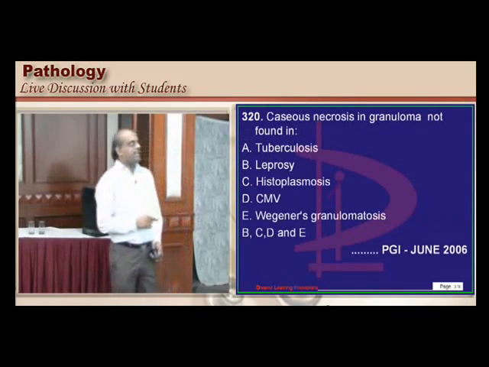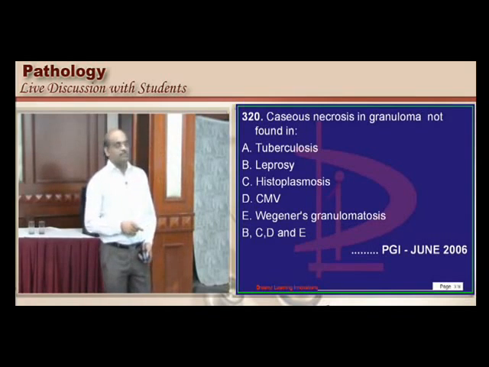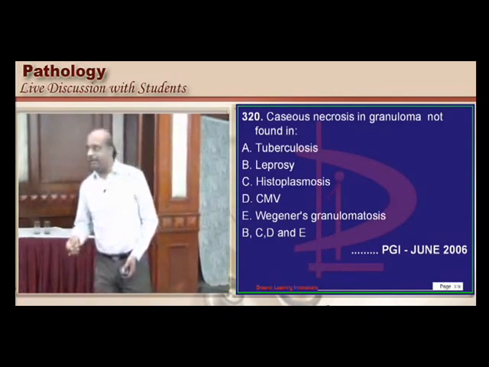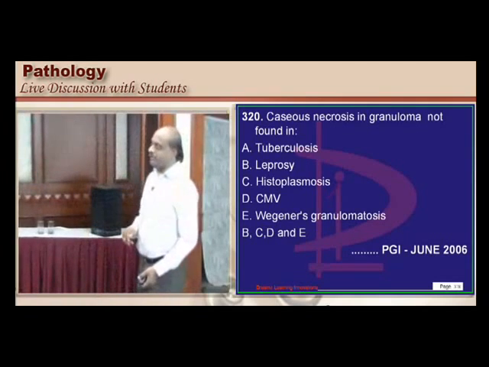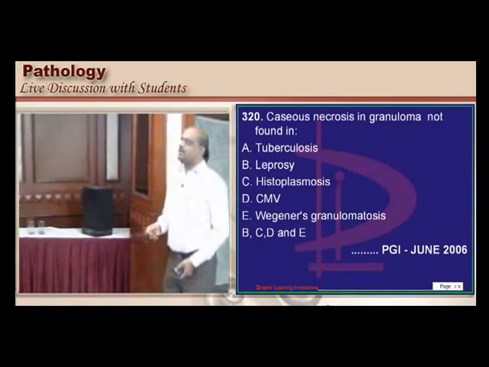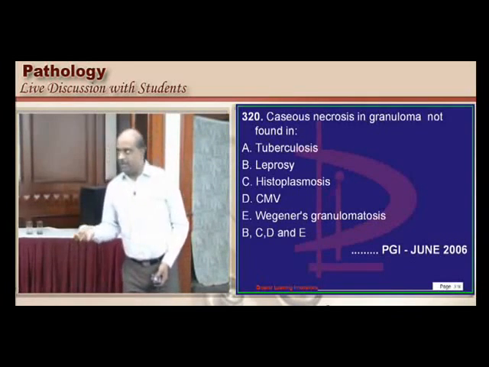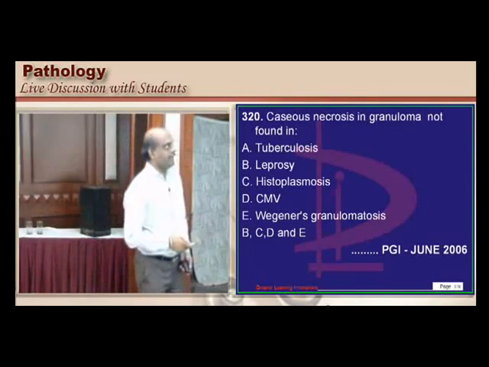Where do you find caseation? Tuberculosis, leprosy, histoplasma, in fact all of them have a caseous component. But what is the difference between sarcoidosis and TB? Non-caseous granuloma is a feature of sarcoidosis. Generally, caseous is very typical of TB, is what you need to be very, very sure about.